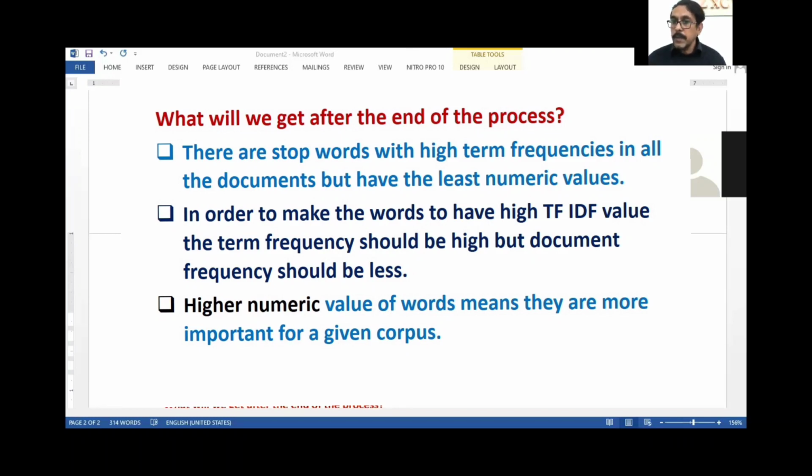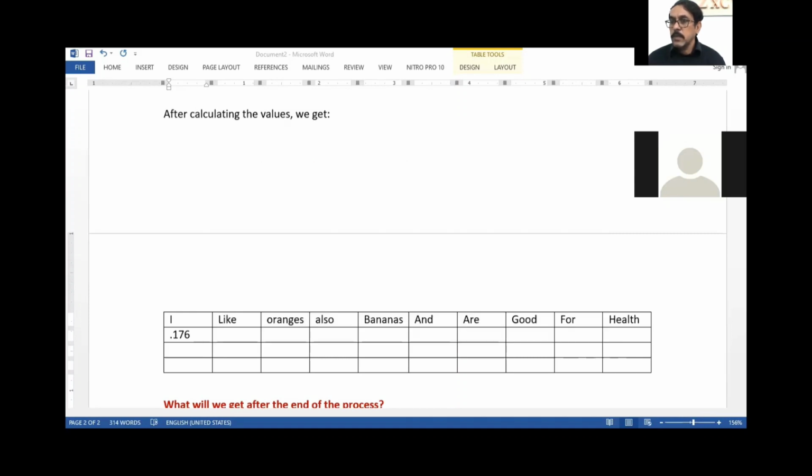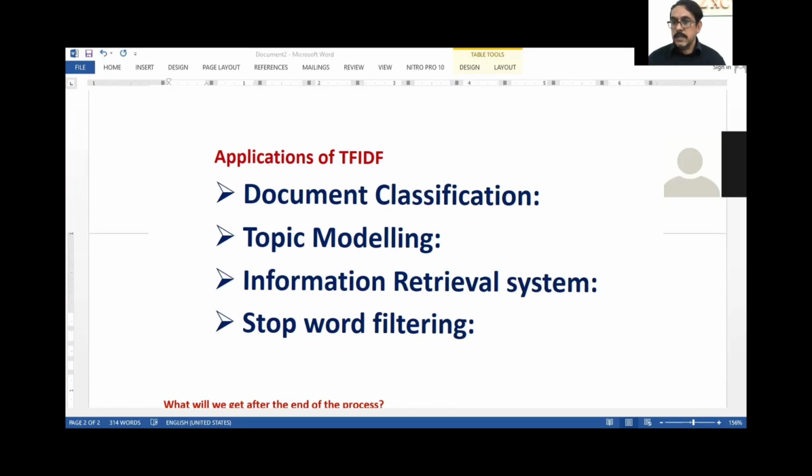Secondly, in order for a word to have a high TF-IDF value, the term frequency should be high but the document frequency should be low. And another very important thing, a higher numeric value of a word means it is more important for a given purpose. From this you can very easily understand that words like good, for, health have got a high value, so they are more important for this purpose. So this has been cleared with this.